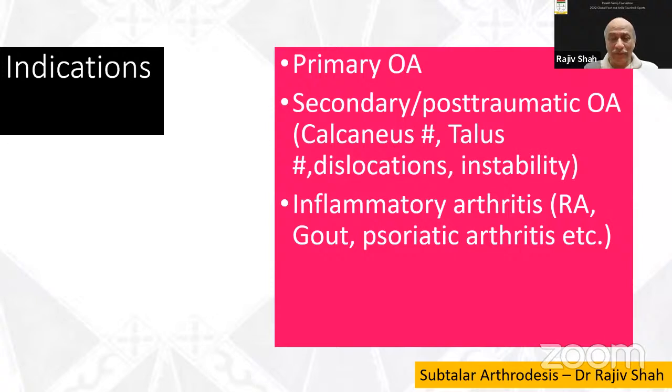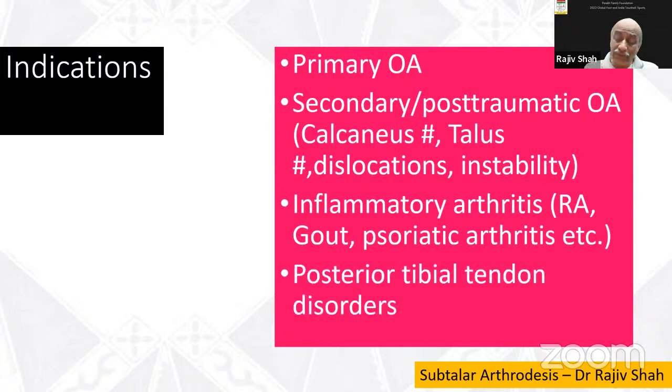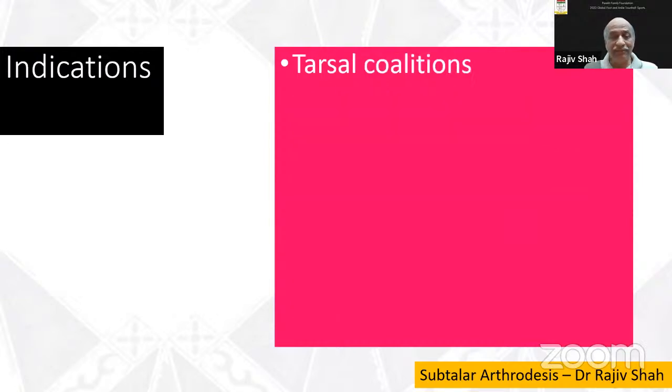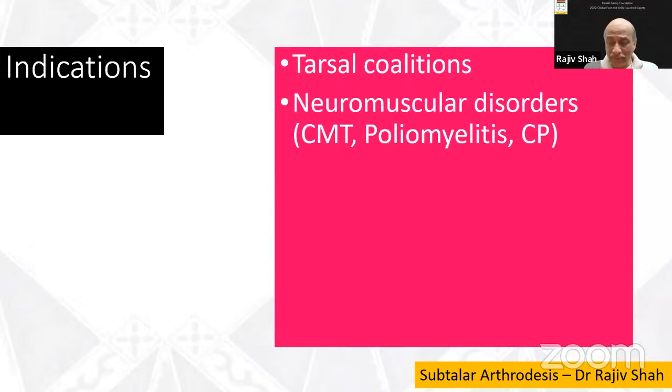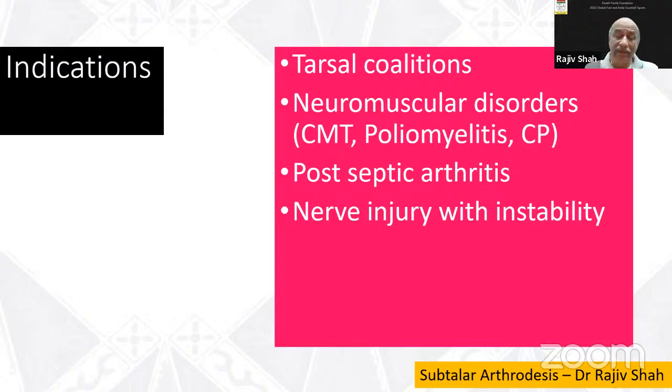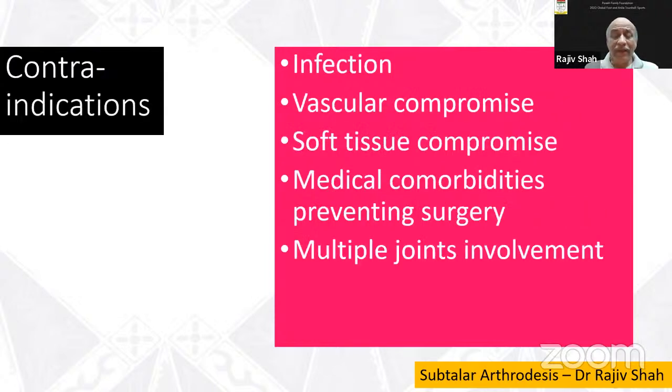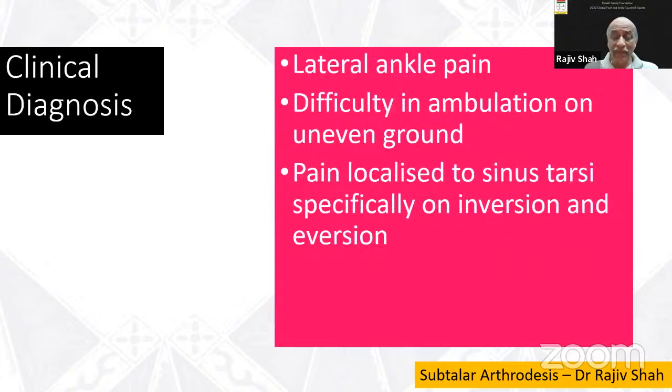Inflammatory arthritis in the form of rheumatoid arthritis, gout, and psoriatic arthritis are also types of arthritis which can affect the subtalar joint. Posterior tibial tendon disorders also give rise to subtalar joint arthritis. Long-standing tarsal coalition would give rise to subtalar arthritis. Some neuromuscular disorders like Charcot-Marie-Tooth disorders, poliomyelitis, and CP can give rise to arthritis of the subtalar joint. Post-septic arthritis is also common. Nerve injury would lead to instability and arthritis. And if you have multiple joints involved, like polyarthritis, then it can also be involved.